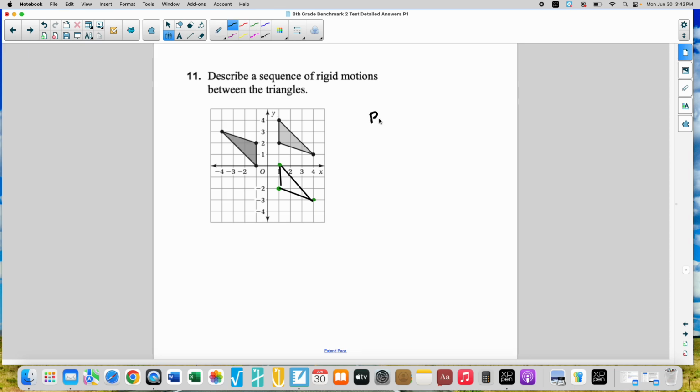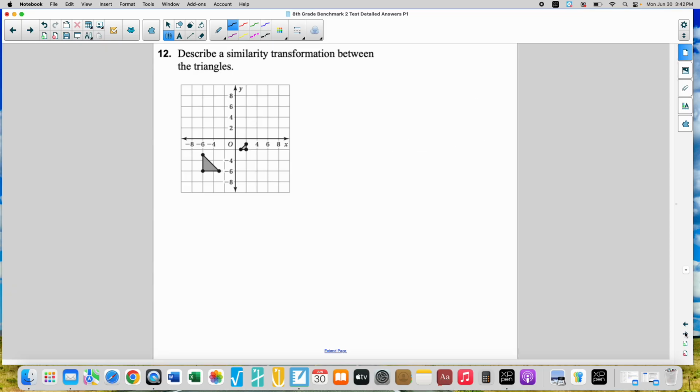So I would rotate, and that was 180 degrees. Clockwise, counterclockwise still gets us there. And then we would translate up 4. There we go. All right, took me 2 swings at it, but that's okay.